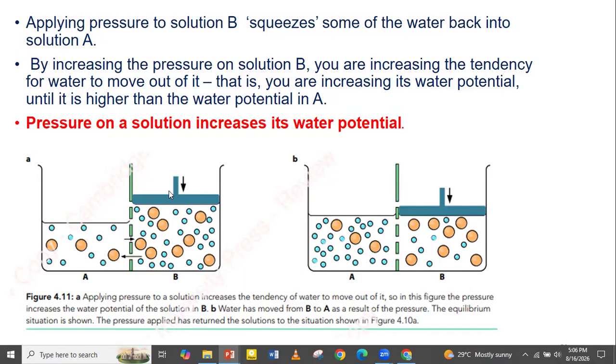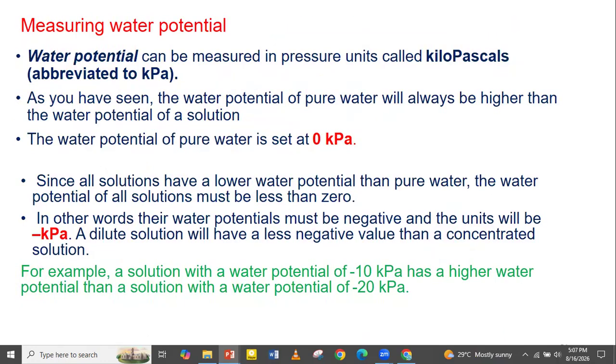So here we are looking at solution B after osmosis has taken place. An equilibrium has been reached, but then you come and apply pressure to solution B. So when you apply pressure to solution B, because of the pressure, now solution B will have a higher water potential than solution A. And then eventually you're going to have more net movement of water molecules from B to A than from A to B. So that is what you need to know, that pressure increases the water potential of a solution.